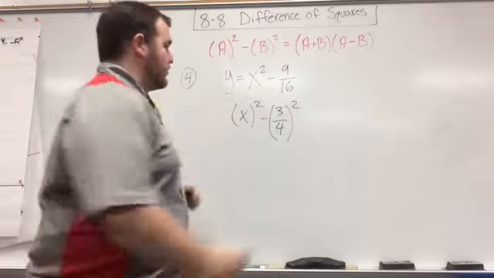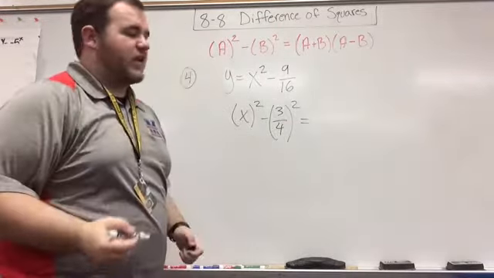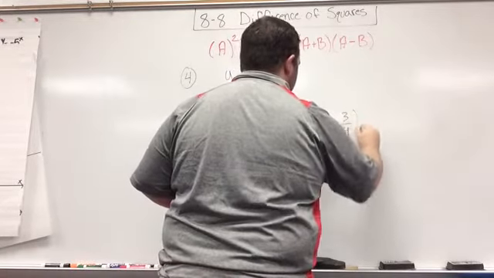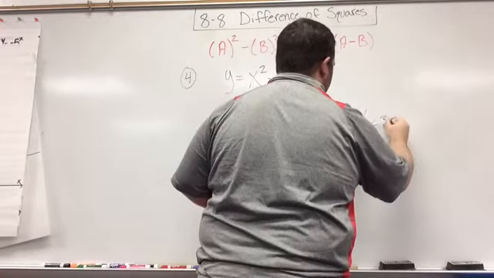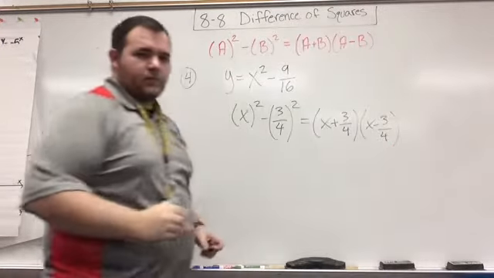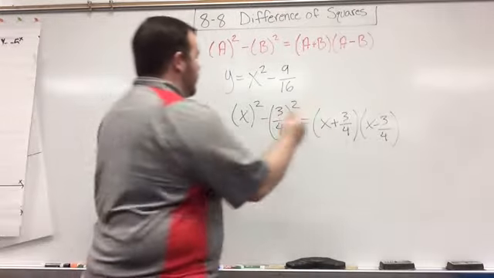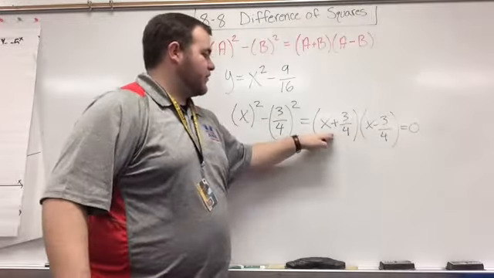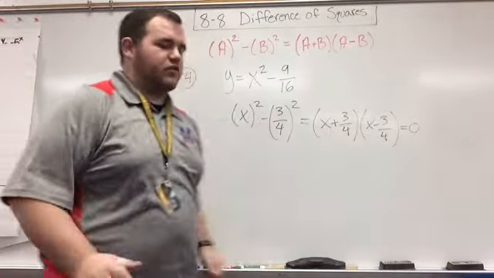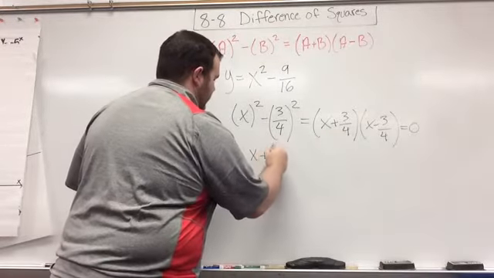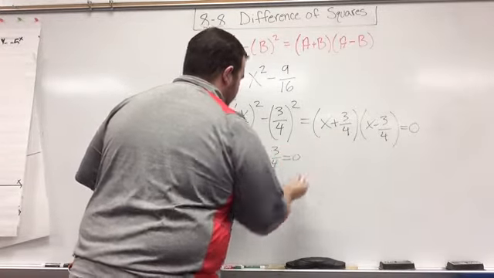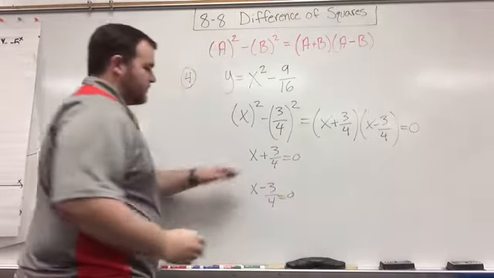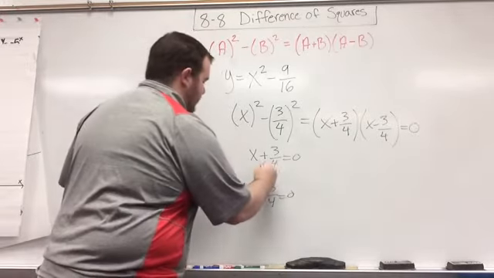And so now we're going to put it as a plus b times the quantity of a minus b. So we get x plus 3/4 times the quantity of x minus 3/4. So now if we're solving, we want to set y equal to 0. So we need to make sure that we can solve for x and make each one of these 0. So we'll write the equation x plus 3/4 equals 0, and the other one is x minus 3/4 equals 0. We've got to move the 3/4 over, so we subtract it.